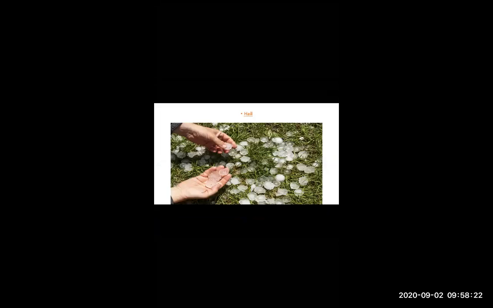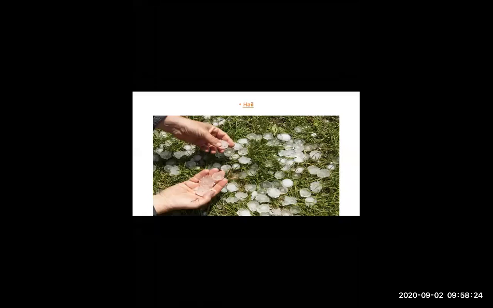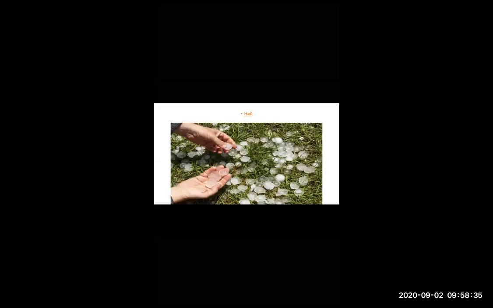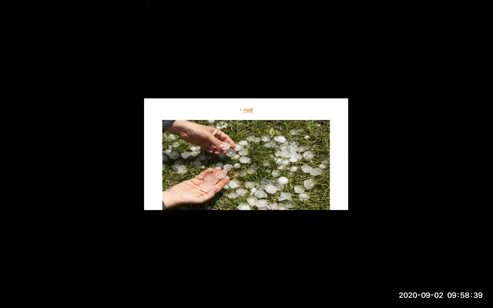The next one is hail, which is also called sleet. As you all know, how is hail formed? When there is a lot of heat on the earth surface. Just look over there, I'll show you one thing.